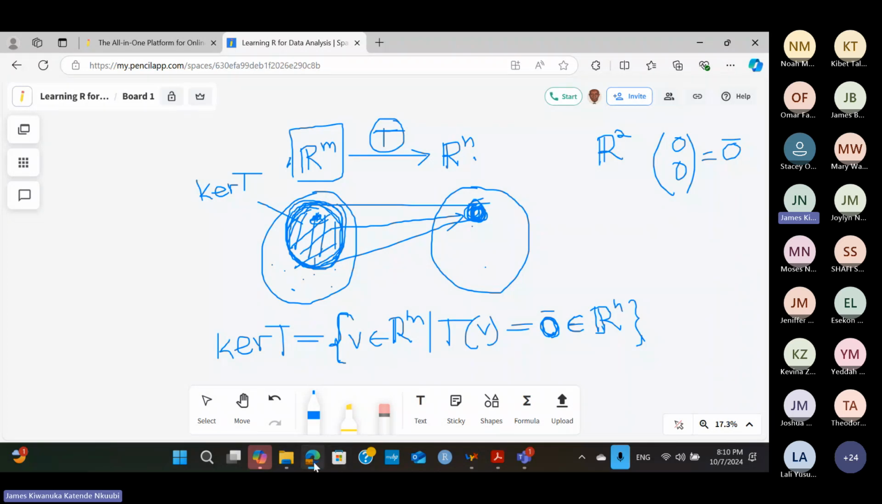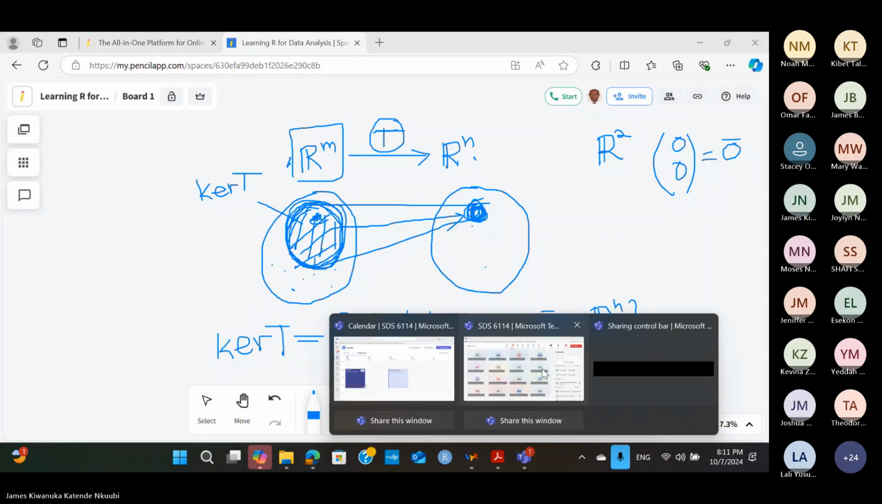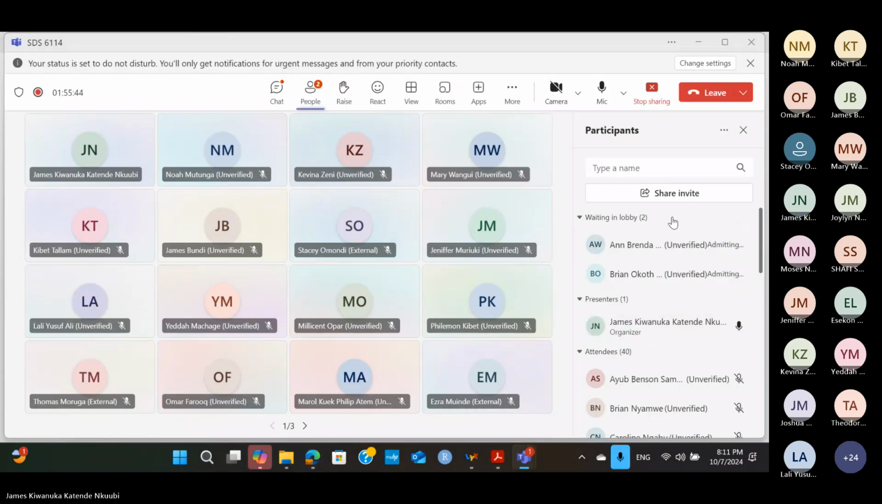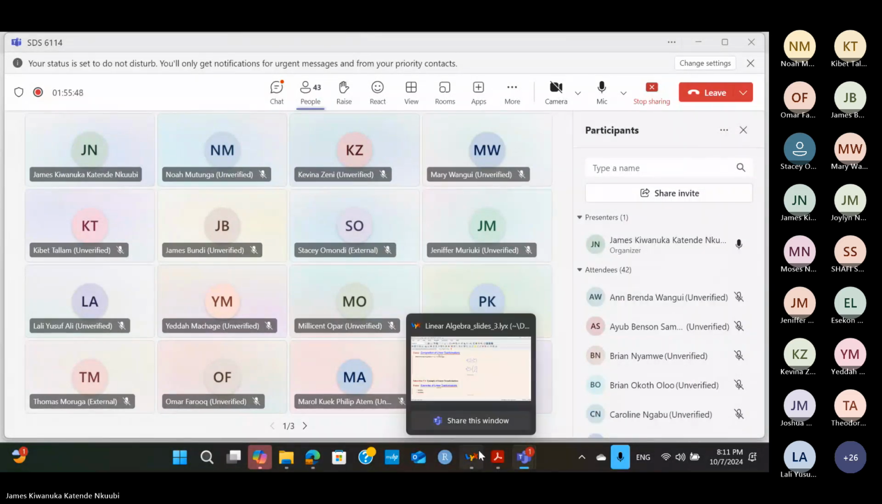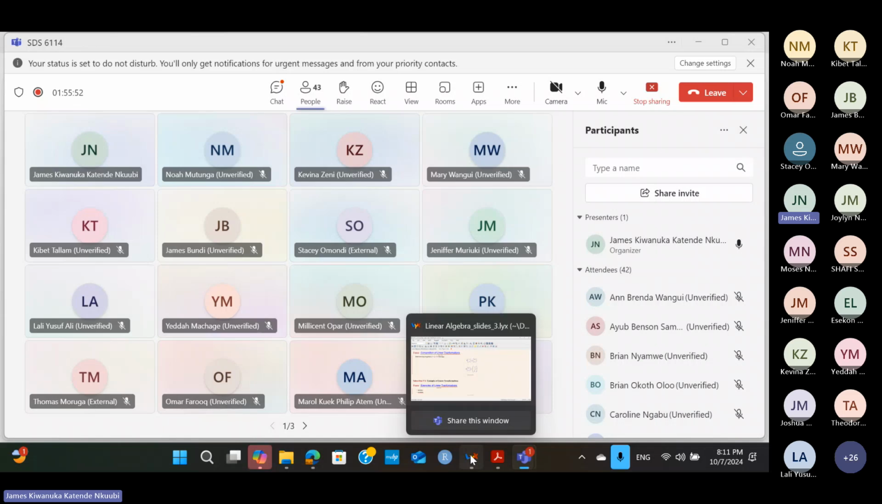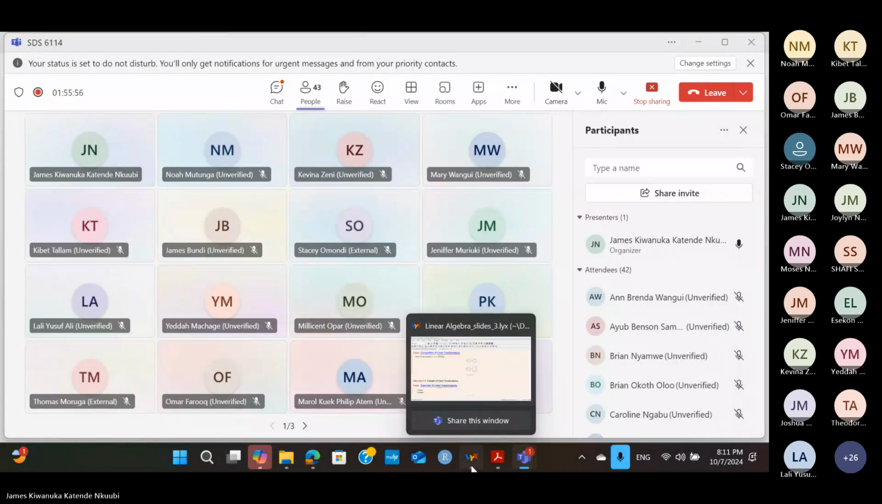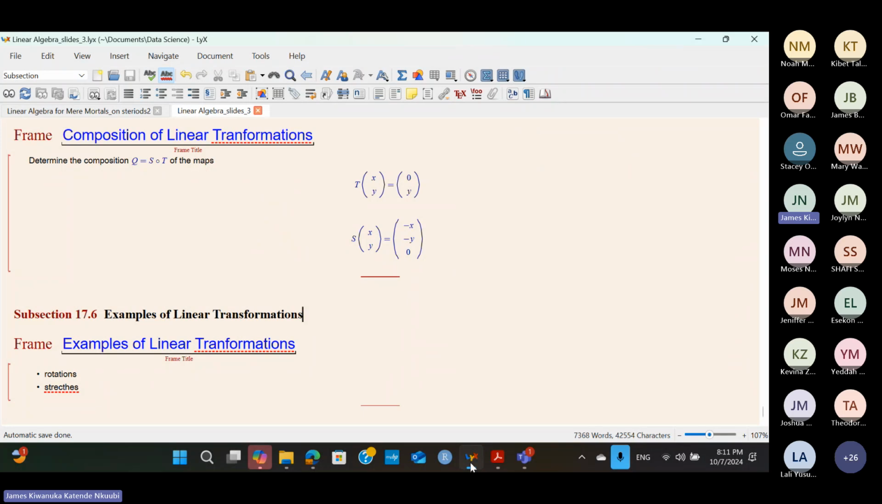I think there's someone trying to join me. Let's see where they are. Looks like the number of students has now stabilized at around 42. When we started, we were around 50. Maybe some people have dropped out.